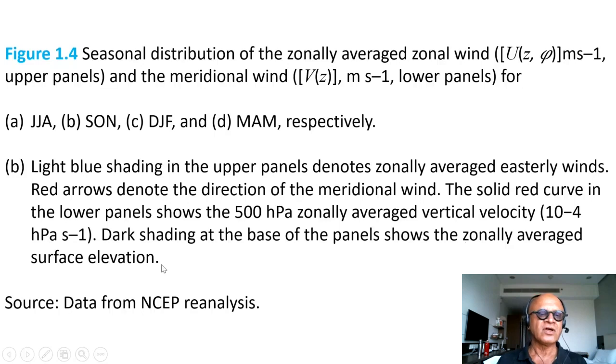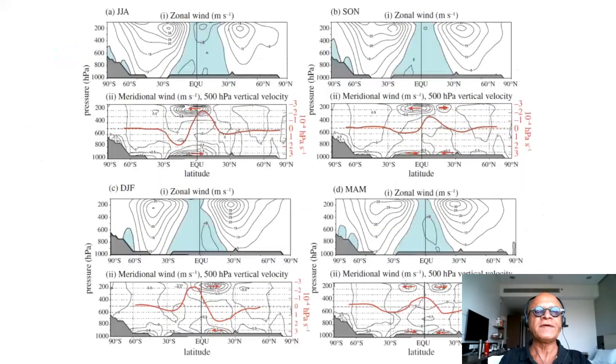The solid red curve shows 500 hectopascal zonally averaged vertical velocity, which tends to be orders of magnitude smaller than horizontal winds. So things move very slowly in the vertical, except in the very strong convective regions and so on. It is hard to include both the figure and the caption, so I'm just going to show captions before or after, depending on whatever is convenient.